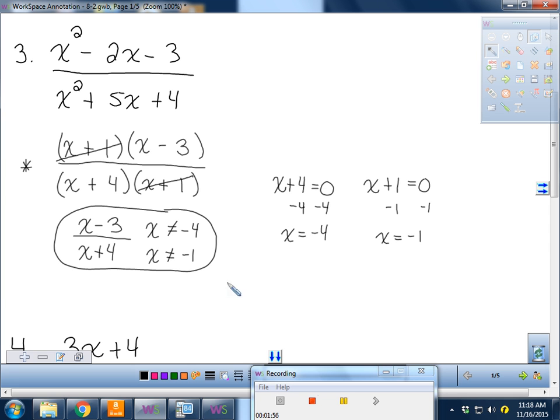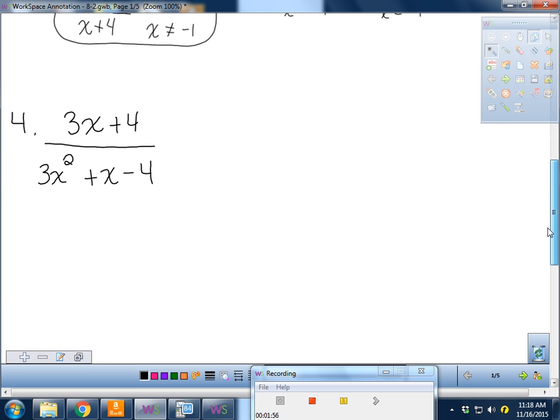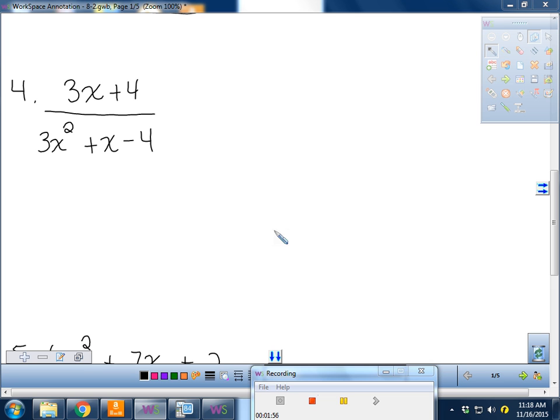All right, moving on. Number 4. All right, so I look at this and I say, how am I going to simplify this? Well, on top I just have a 3x plus 4. There's no common factor between 3x and 4, so there's nothing I can do with that.